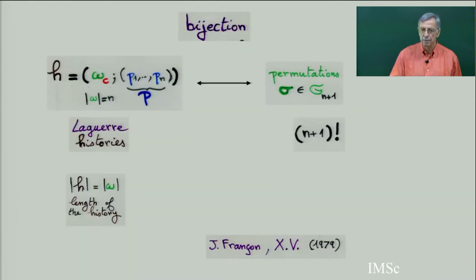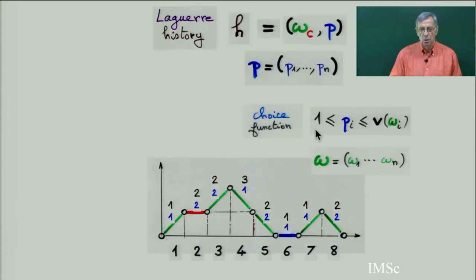And last time we defined the bijection between such histories, Laguerre histories, with the Motzkin path, the coloring, and the choice function, which sometimes I call the number of possibilities, because for each elementary step we are going to perform an operation in a certain number of ways, and I have to choose which choice I am going to make. And the permutations here number (n+1) factorial. So I just recall to you very briefly this bijection.